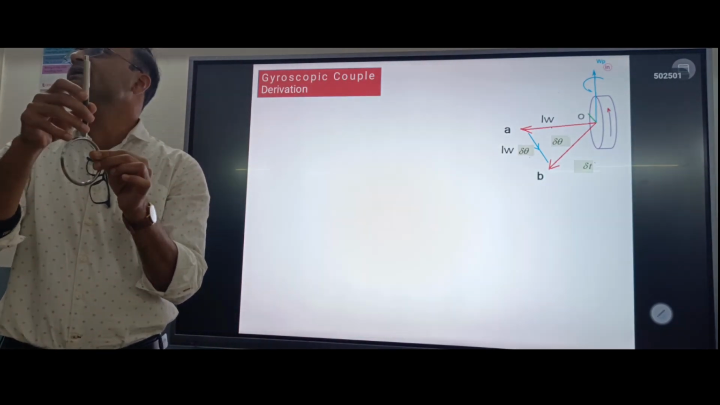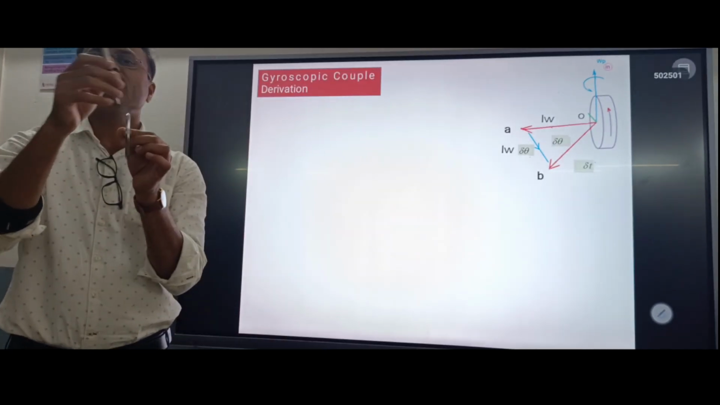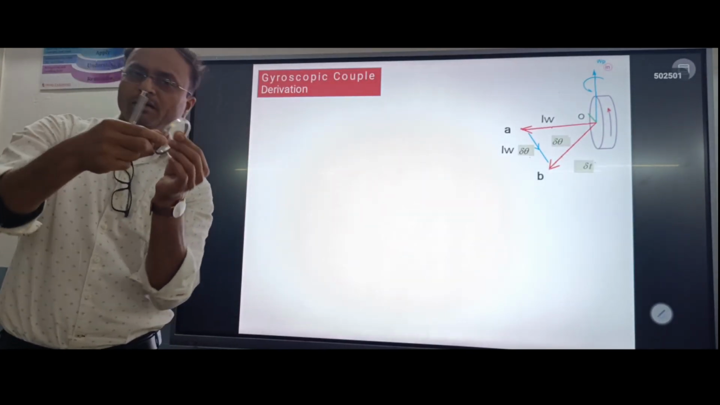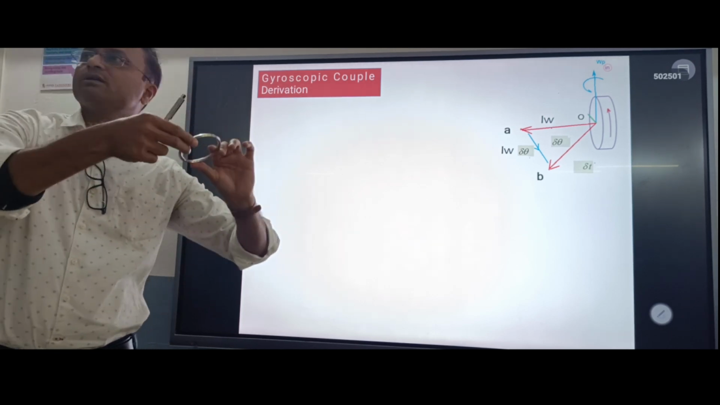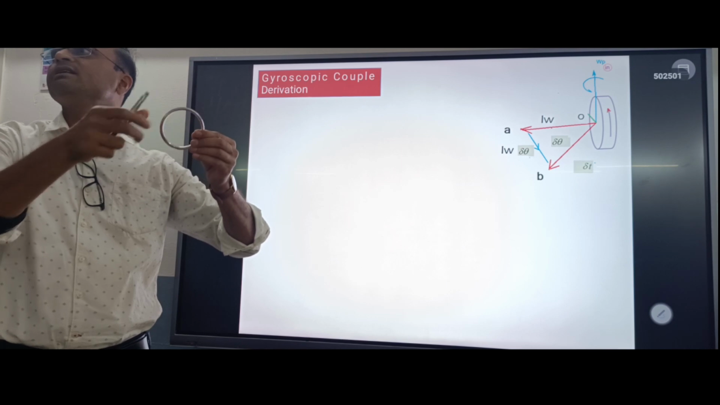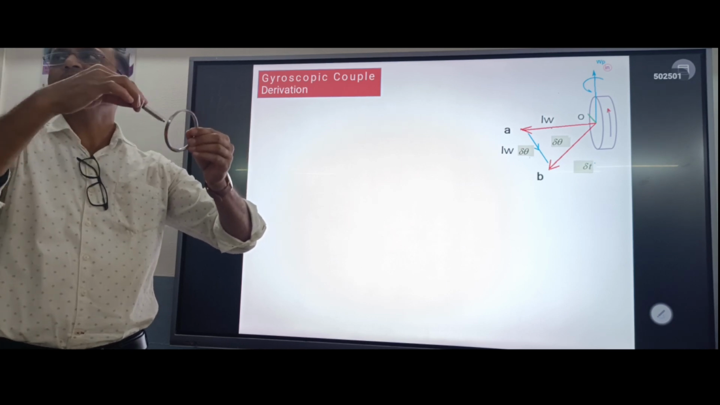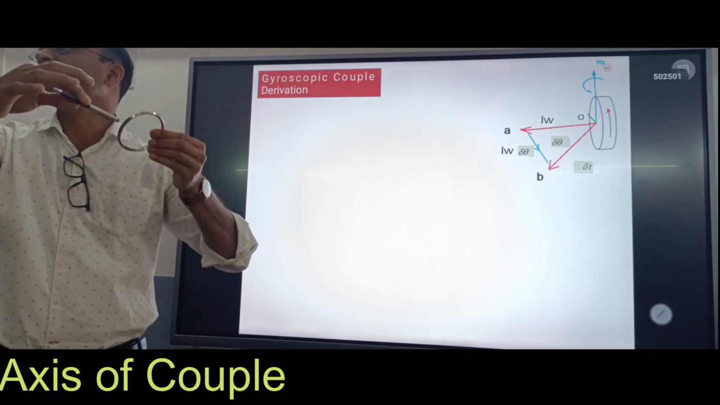और दोनों का इफेक्ट क्या है? Because of change in this axis of precession, there is a couple which tries to tilt the disc on the other side. This is the third axis. So about which axis is it tilting now? It is tilting about this axis. This is the third axis, which is the couple axis.